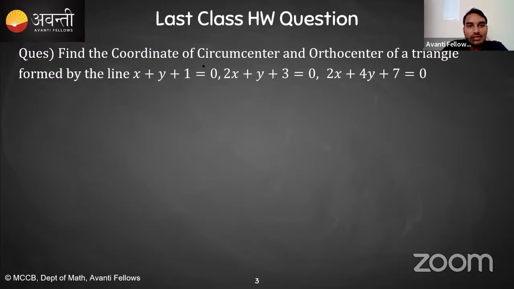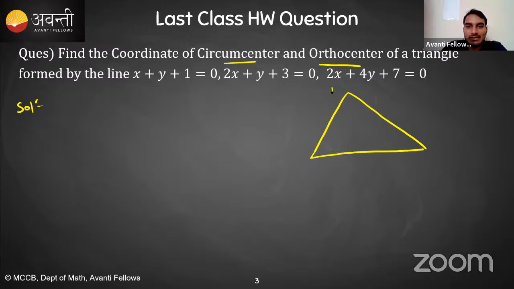The question says: find the coordinates of the circumcenter and orthocenter of a triangle formed by the lines. So there is a triangle formed using these lines, and we have to find the orthocenter and circumcenter of the triangle. Some people might be thinking, sir, we can apply the formula of the circumcenter and orthocenter, but the problem is how you will find the angle. Okay. So see, there is one way of finding the orthocenter and circumcenter. I will always use this method also. Everybody please understand.